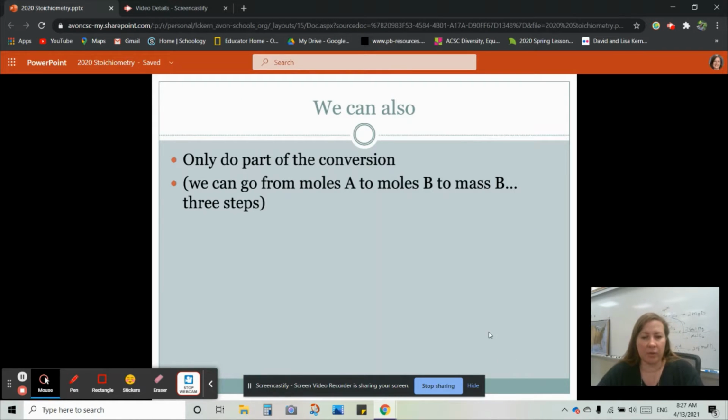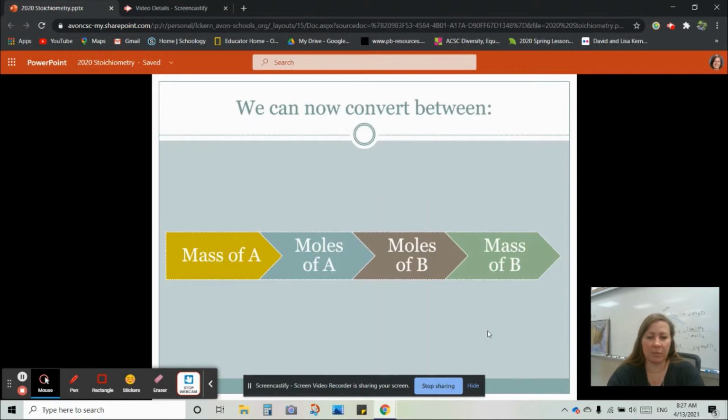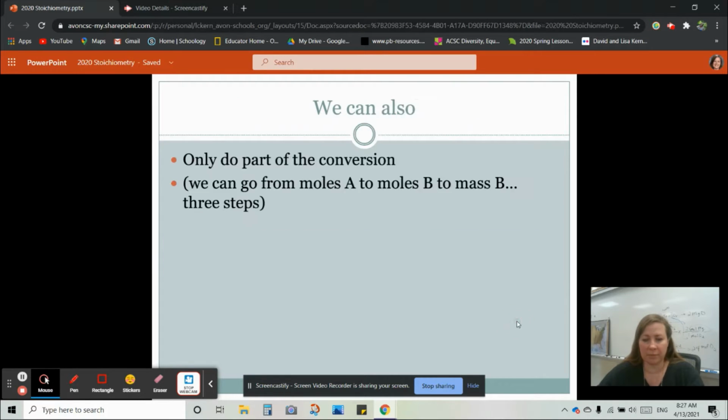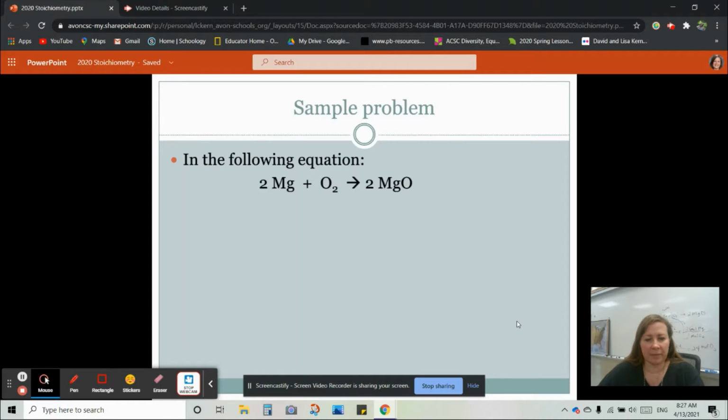We can also do only one part of the conversion. So for example, you could go from moles of A to moles of B to mass of B. So that would be 3 steps. But we cannot go converting directly from mass of A to mass of B. You can't go directly from mass to mass because if you go from mass to mass, you have to go through moles first.